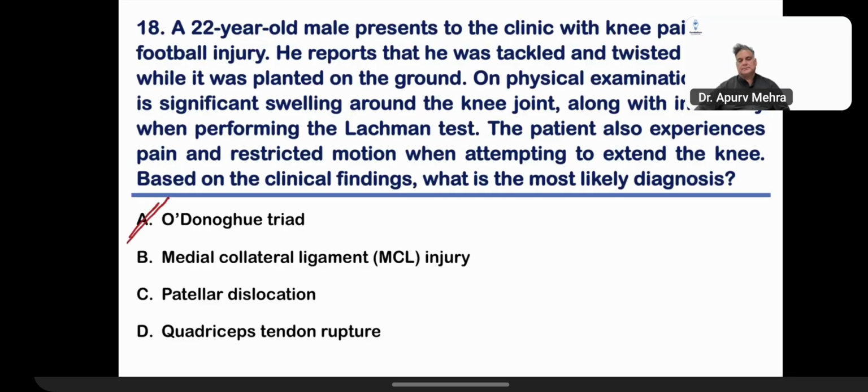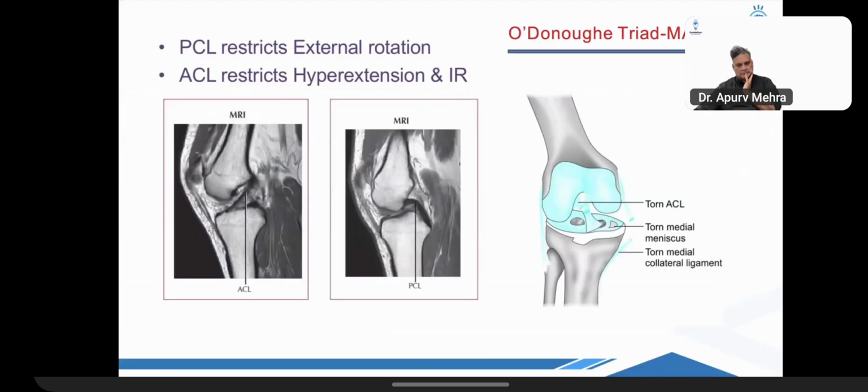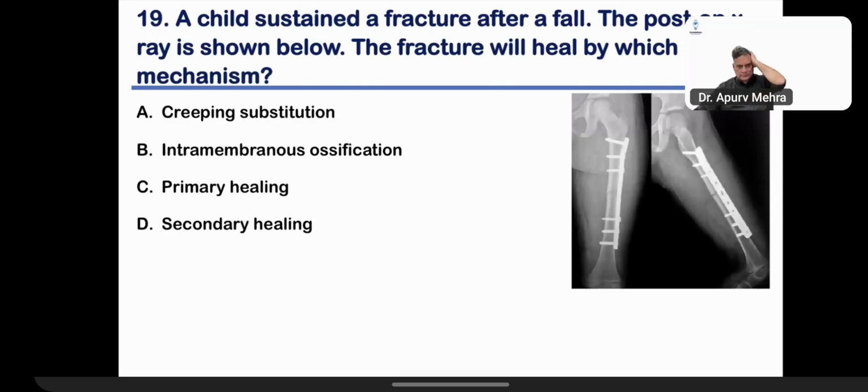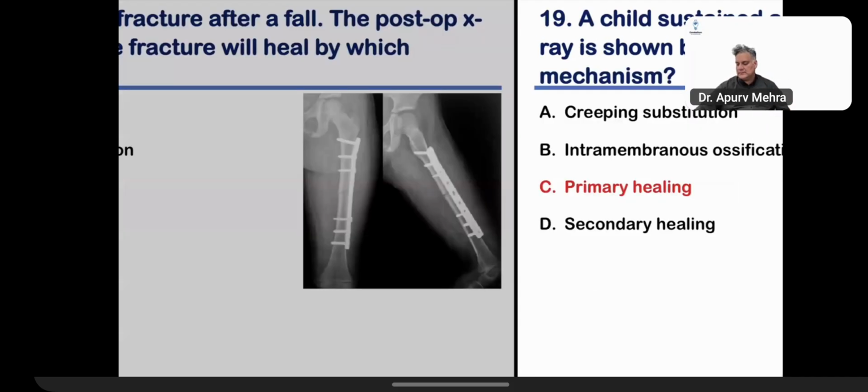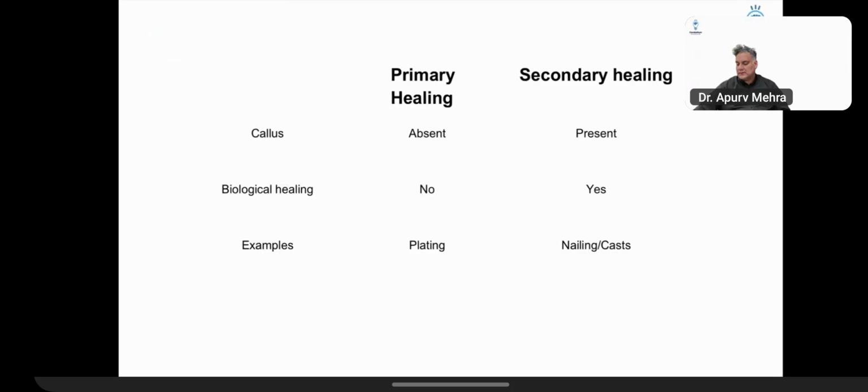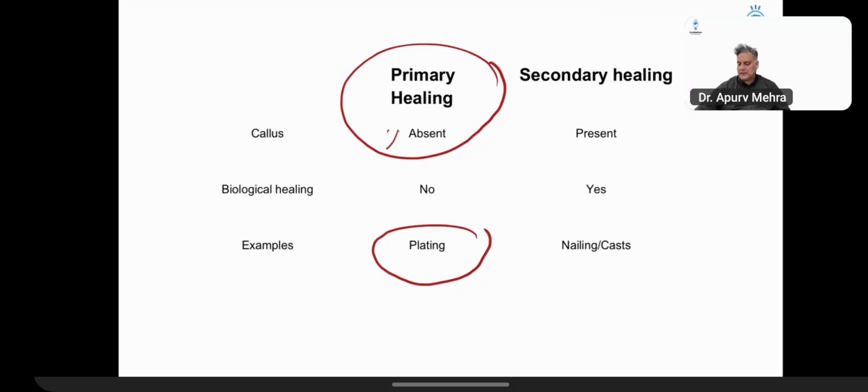O'Donoghue triad: MCL, ACL and medial meniscus. Okay, next. It is primary healing because it's plating. All right, so plating, primary healing, no callus.